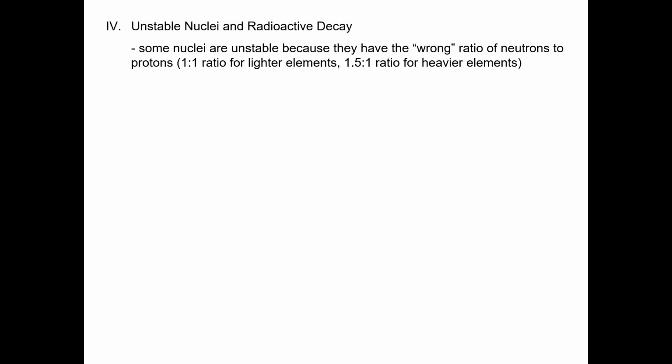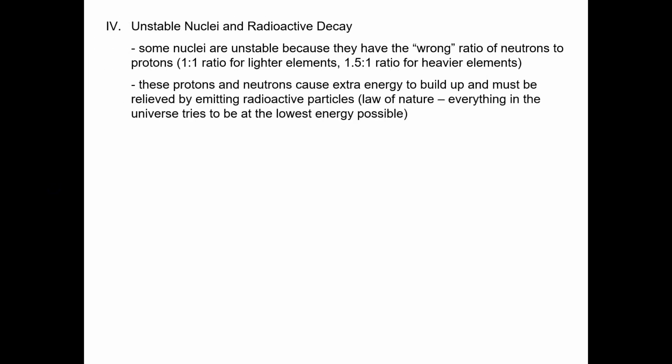They fall apart. Okay? And so that extra energy that builds up and must be relieved gets relieved by emitting radioactive particles. Because we know in nature, everything in the universe is trying to be at the lowest energy possible. If there's too much energy in the nucleus of an atom, that atom's nucleus is going to fall apart. So, what kind of radioactive particles are possible to come out of a nucleus of an atom?